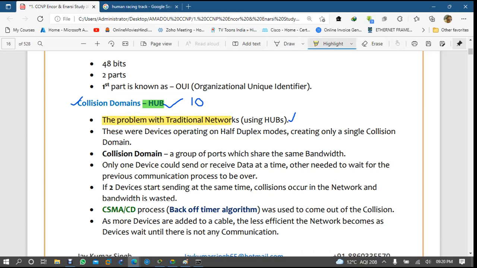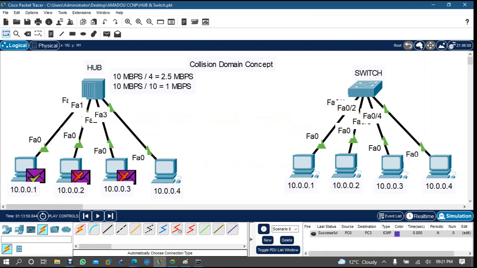See, the problem with traditional networks using hubs, and you have understood the problem. Now let's know more about this. These were devices operating in half duplex mode, creating only a single collision domain. And what does half duplex mode mean? Only one computer can communicate at the same time. Let's take one packet and send it from here to here, and let's take another packet and send it from here to here.